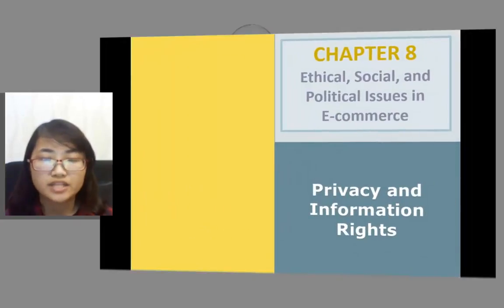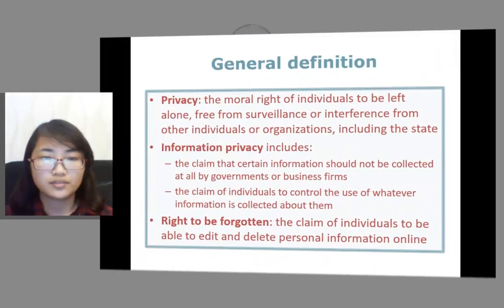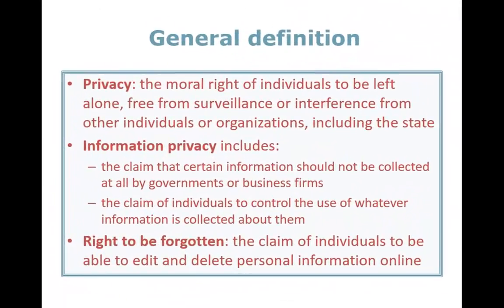Okay, now it's my turn to talk about the second part of Chapter 8, ethical, social and political issues in e-commerce. That is privacy and information rights. About this part, there are several general definitions we have to remember. The first is privacy, that is the moral right of individuals to be left alone, free from surveillance or interference from other individuals or organizations, including the state.